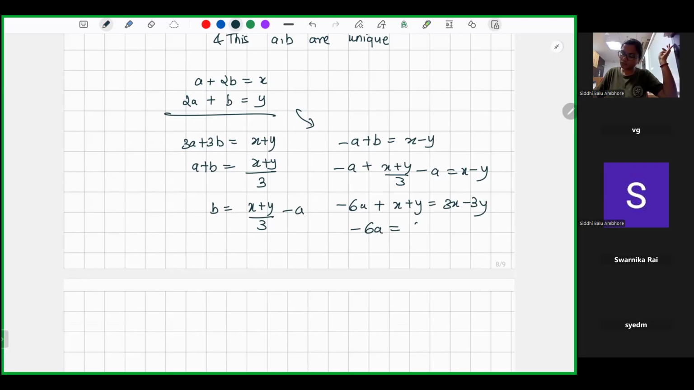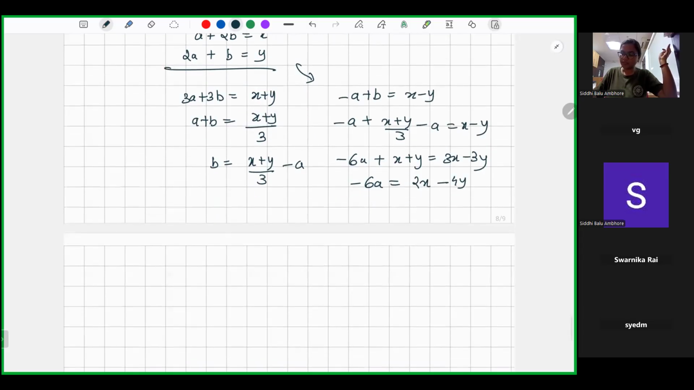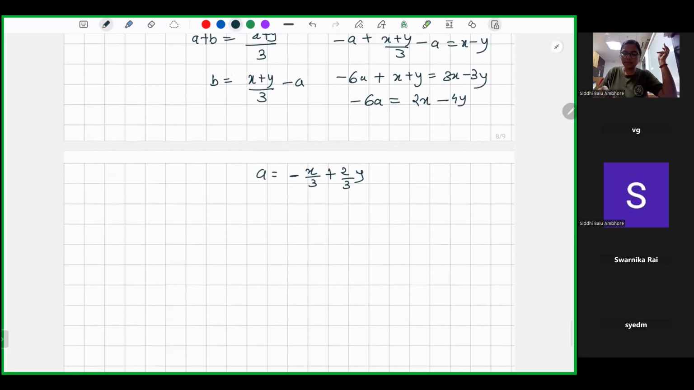2x minus 4y. So my a will be something. a will be minus x by 3, minus something, here it will be also something, 2 by 3 y plus minus x by 3. And using this, I will get some value of b. Oh, a is this.